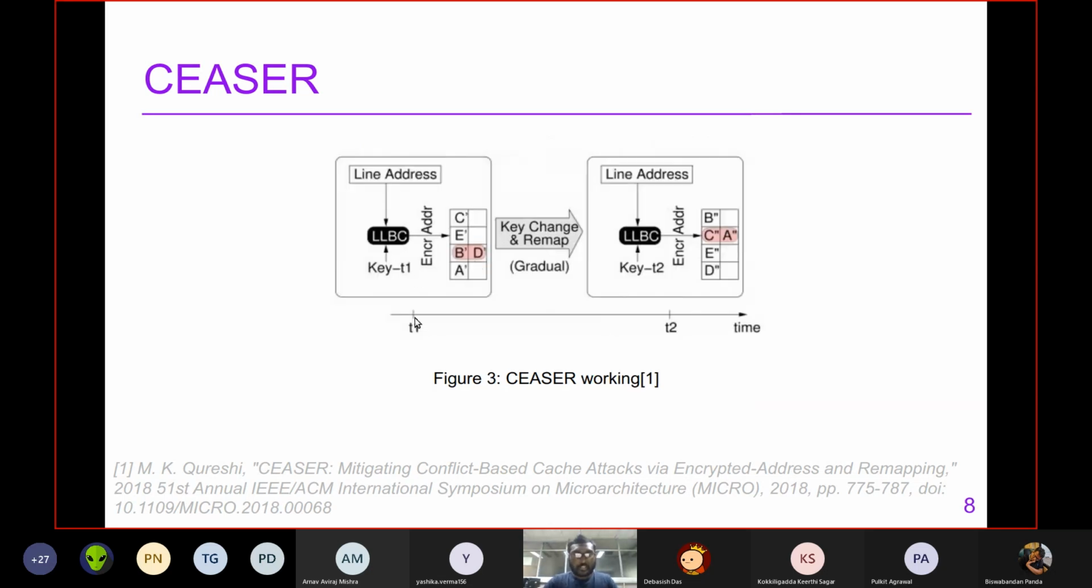So at time t1, we have key 1, and in this example, let's say at time t1, lines B and D are mapped to the same set, and till time t2, the key has changed, and because of which the mapping has changed, and now B and D are no longer in the same set, rather C and A are in the same set. So this time between T1 and T2, we call it one epoch period. So this is the time between which all the elements of the cache have been rewritten using the new key.